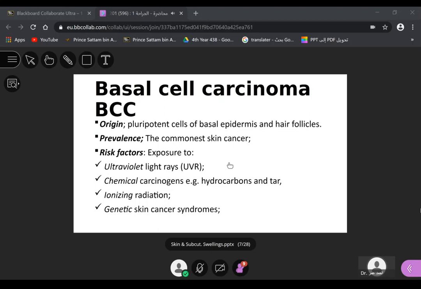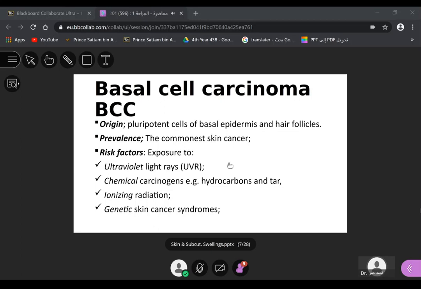Ionizing radiation, exposure to ionizing radiation, because what does ionizing radiation do to the skin and probably to other tissues? It destroys the lipid bilayer. It actually injures the DNA, the deoxyribonucleic acid. It causes damage to DNA, and from this damage the cell develops mutation, and then it can turn into a malignant cell.